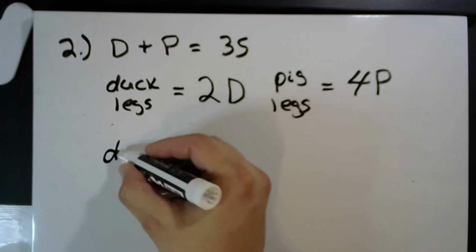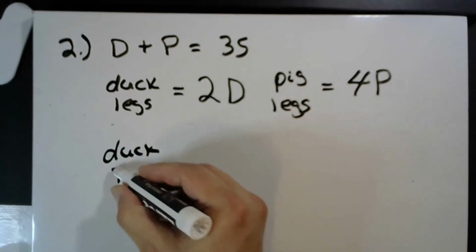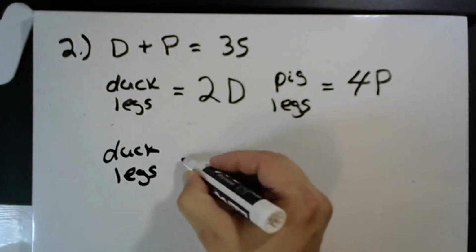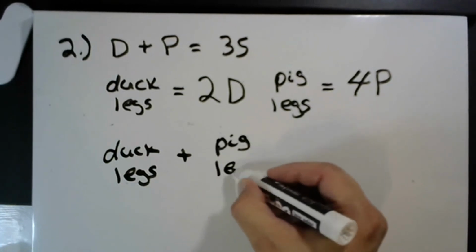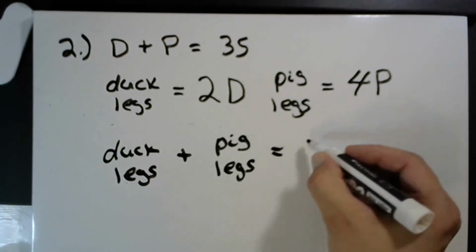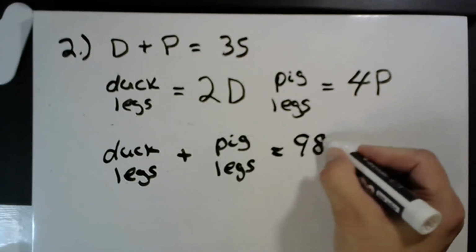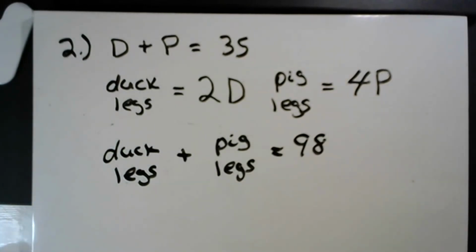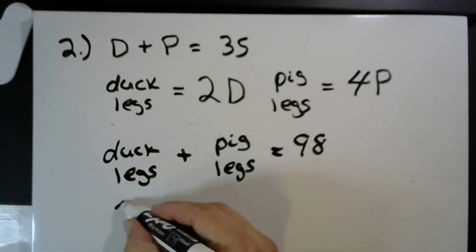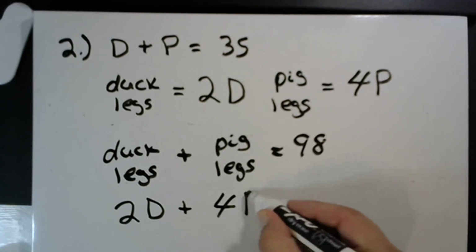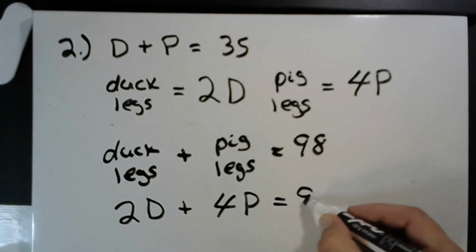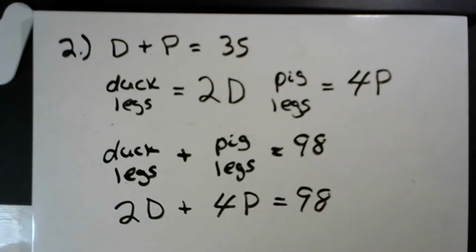Now, if we take the total number of duck legs plus the total number of pig legs, that's going to come out to 98. And that's the total number of legs. Or 2D plus 4P is 98.